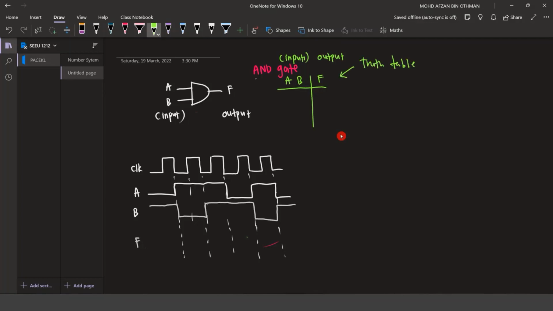Okay, so for the AND gate, its Boolean equation is F equals AB. So this is its Boolean equation, or we can also call it a logic expression. So the Boolean expression for the AND gate is F equals A dot B.